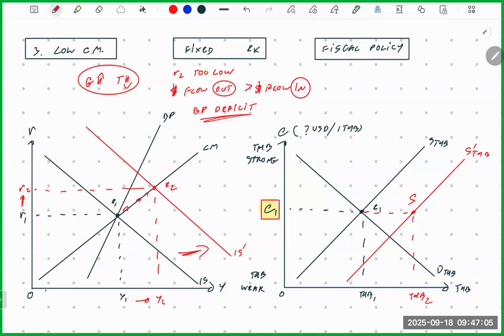Demand is still the same. Demand is here. People want to buy Thai baht at THB1. So as you can see, supply is on the right, demand is on the left. Supply is greater than demand. We have excess supply problem, right? Because we fixed the nominal exchange rate at E1, we have excess supply problem. How to solve this problem?